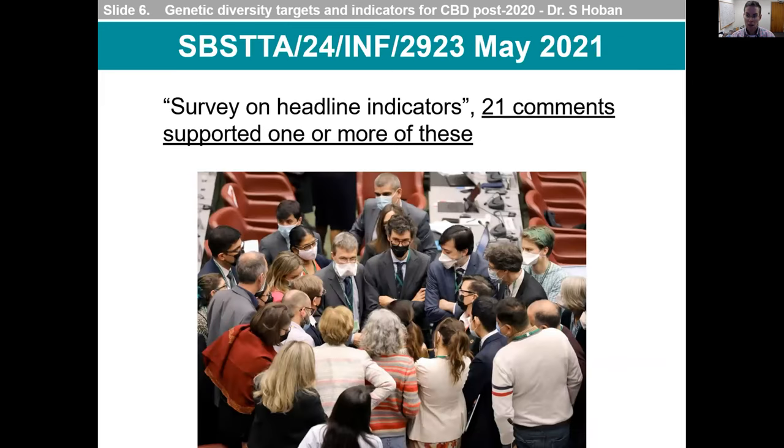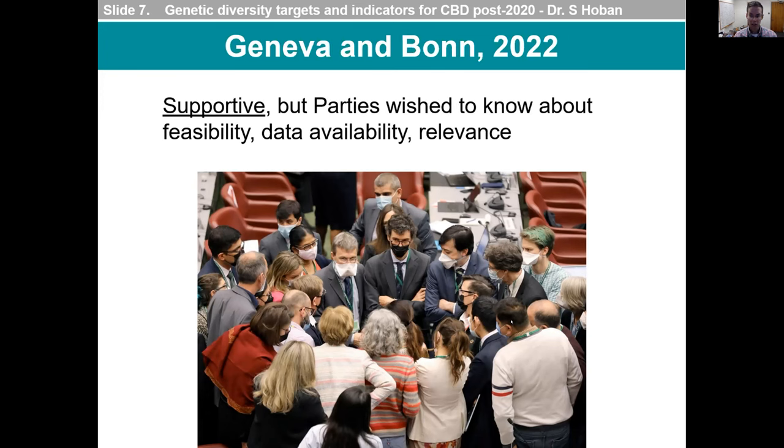Parties have made comments and given input to these indicators over the past couple of years. Of the comments from May 2021, more than 21 supported one or more of these indicators, while analyses of input from the Geneva and Bonn meetings this year were generally supportive, but parties wished to know more about feasibility, data availability, and relevance of these indicators. And we will focus on that today.